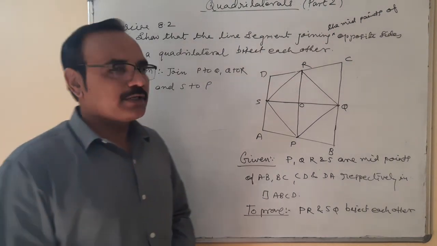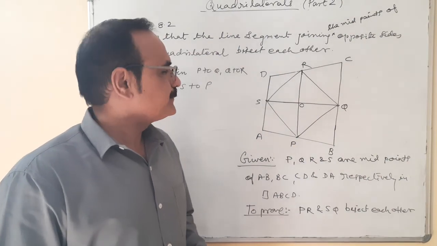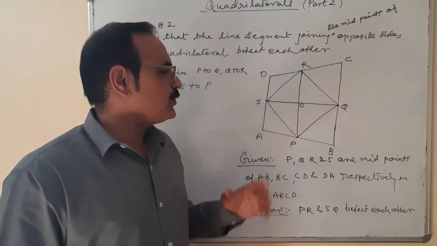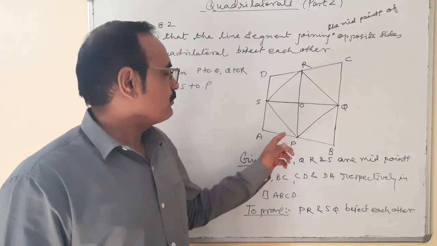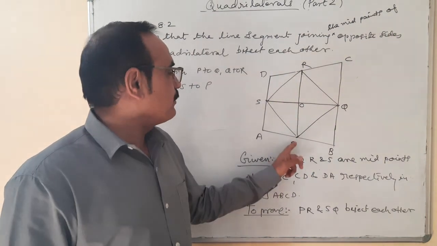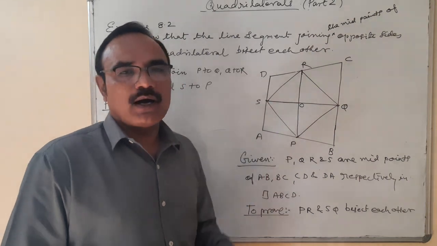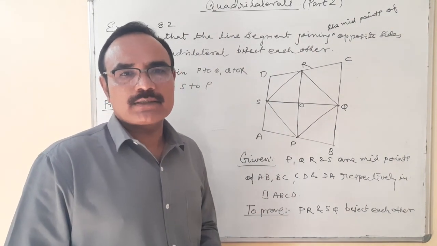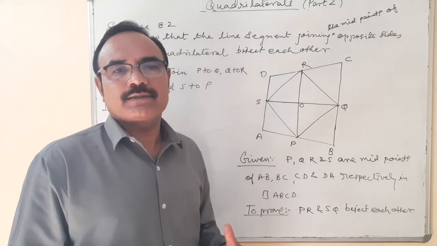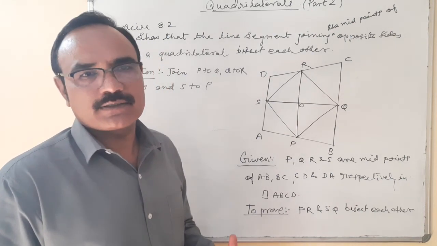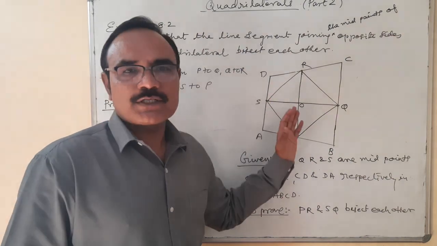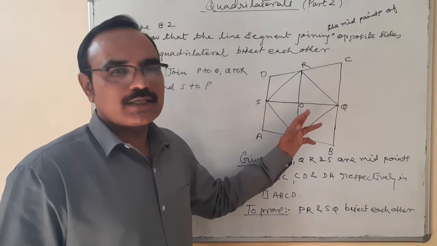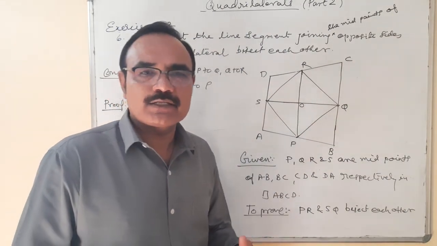Now I think you have understood what I am going to do and how to prove it. If I prove that PQRS is a parallelogram, and PR and SQ are the diagonals of the parallelogram, then in a parallelogram the property of diagonals is that they bisect each other. So first of all, we are proving that PQRS is a parallelogram.